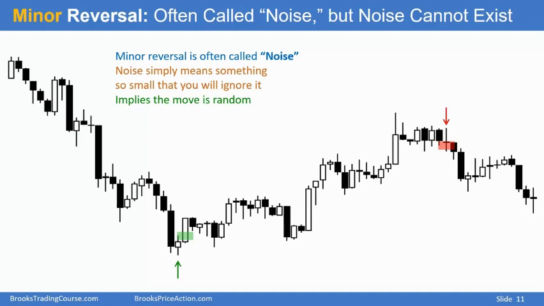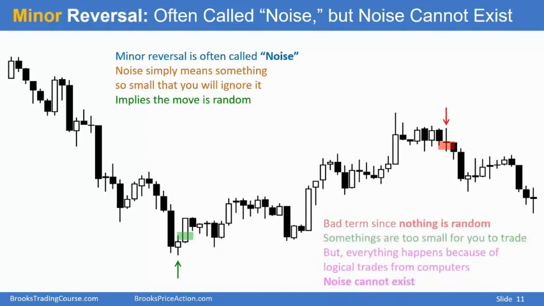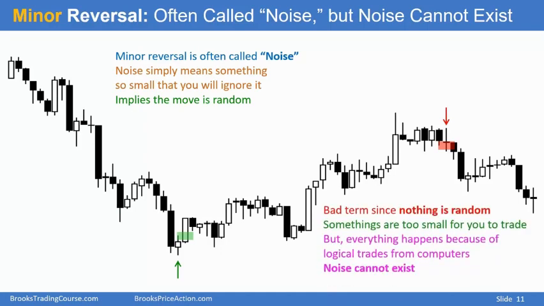My definition of noise is simply something that is so small that you will ignore it. And I never use the term noise, I use the term minor reversal. Because noise implies something is random, something is happening that is purely random, and nothing can be random. Everything that takes place, computers are making it happen. Everything is done because of logic. Just because something is happening and it's so small that you're choosing to ignore it does not mean it is random. It's real and it's taking place for very good reasons.